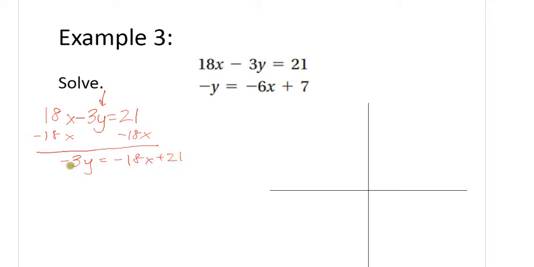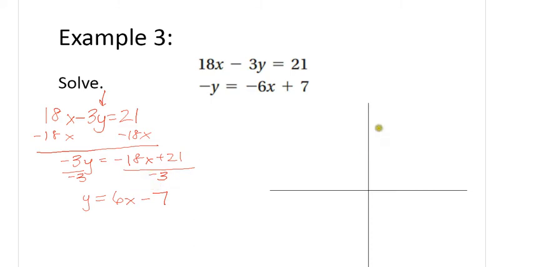And divide both sides by negative 3. So on that right-hand side, I'm going to divide that negative 18x term by negative 3 and also that constant 21 by negative 3 as well. So this is going to be equal to then y is equal to 6x minus 7, since positive 21 divided by negative 3 is minus 7. Okay, so this is that first line.